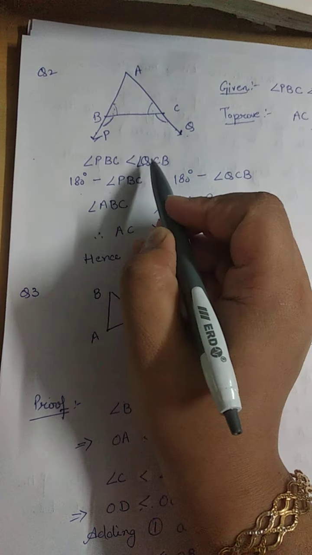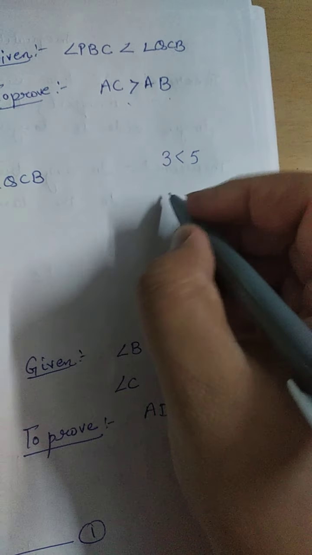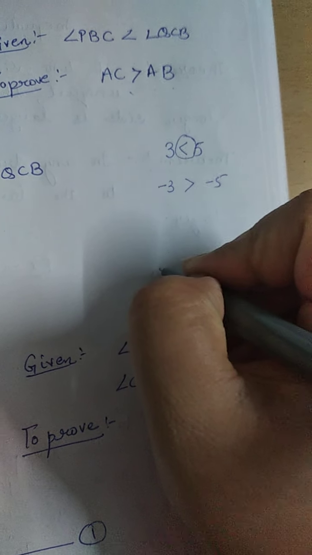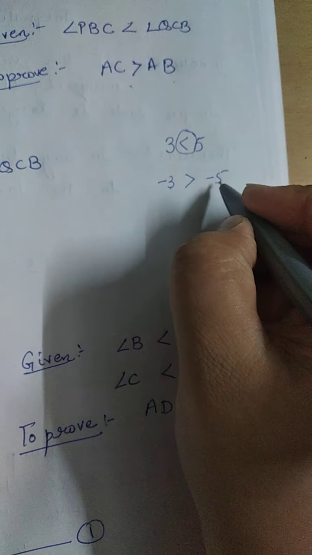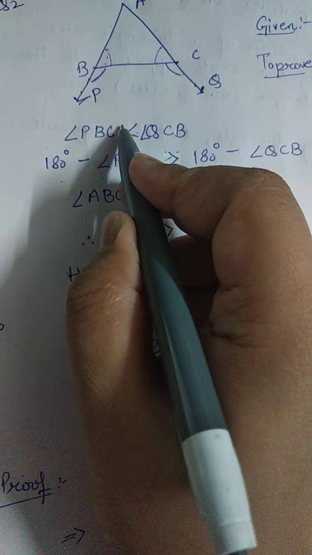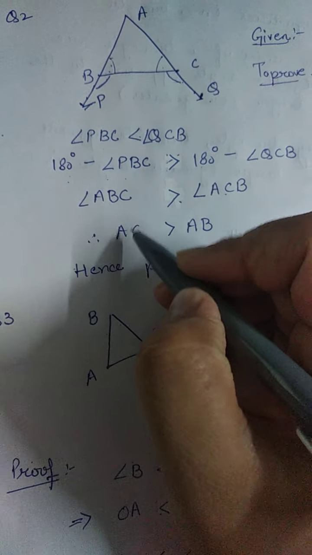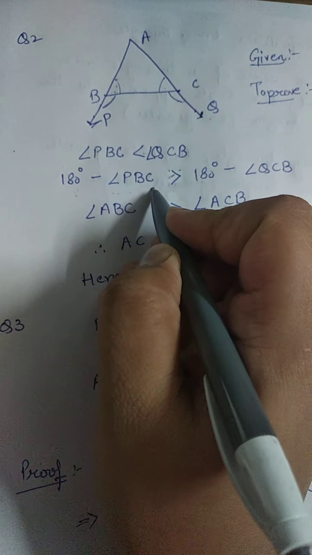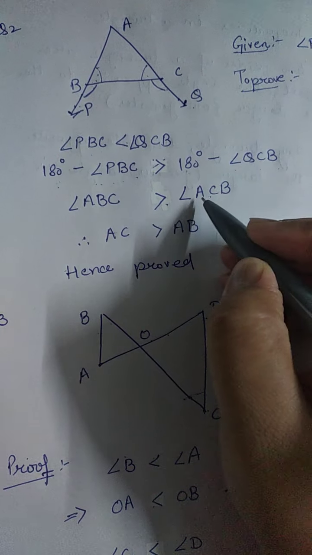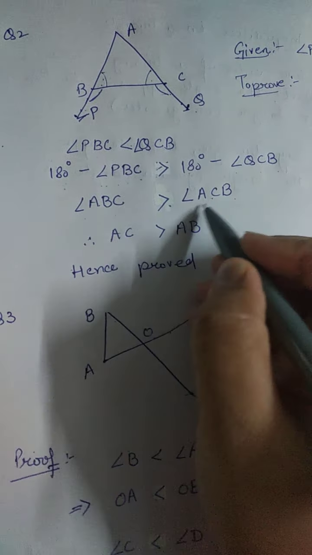So if we take that 3 is less than 5, and if I change the sign, then this sign will be changed. So minus 3 will be greater than minus 5. So if I put a negative in front of both of them, this less than sign will become the greater than sign, and then we will add 180 on both sides. So now you know that 180 minus angle PBC is angle ABC, and 180 minus QCB is angle ACB.